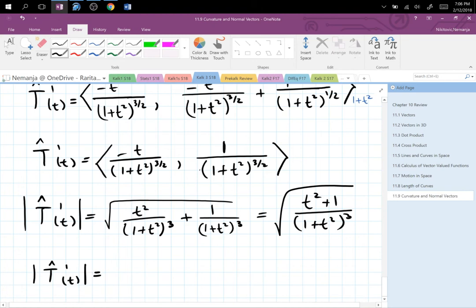Everyone happy now? You see what happens in the next step? You have 3 of the t squared plus 1s in the denominator, so one of those will cancel, and you are left with the square root of 1 over 1 plus t squared squared, which is 1 over 1 plus t squared.